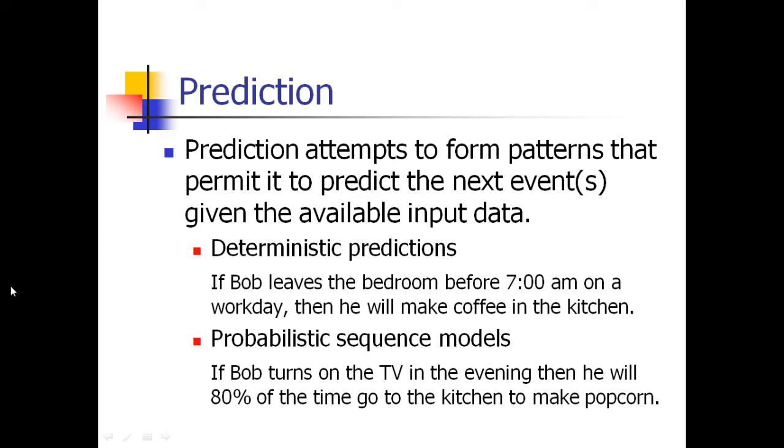For example, we will say, if I get up early in the morning, then I will have breakfast. If you are not getting up early in the morning, then you will not have breakfast, then you will rush to the classroom. So this type of prediction is called deterministic prediction.